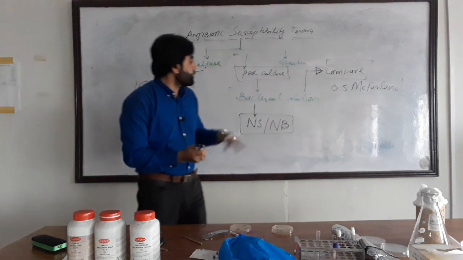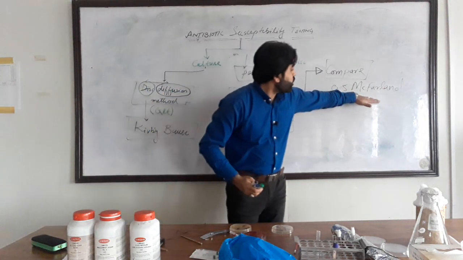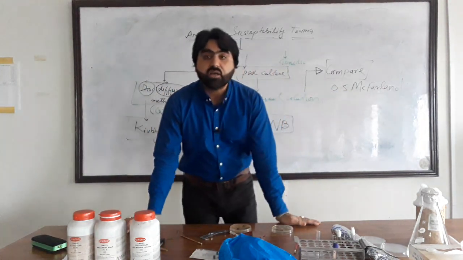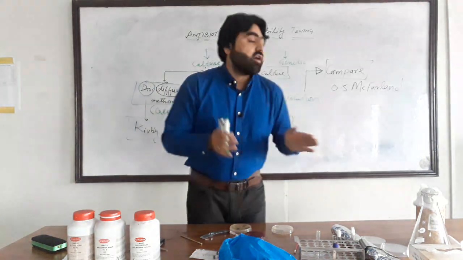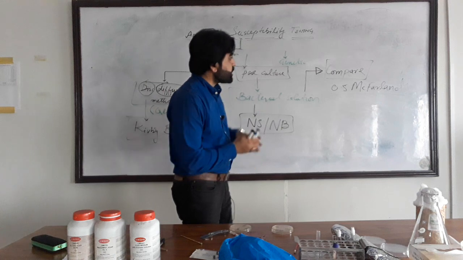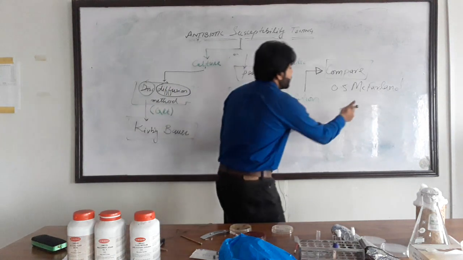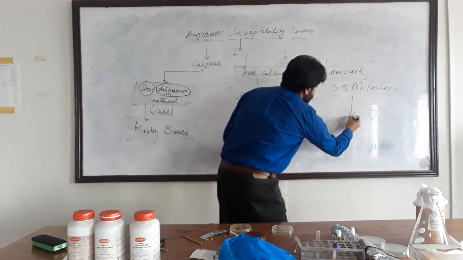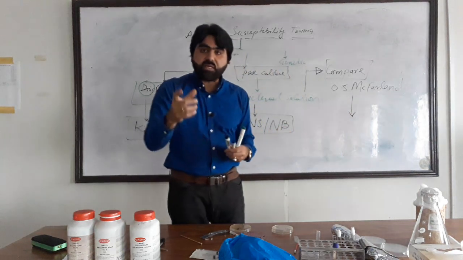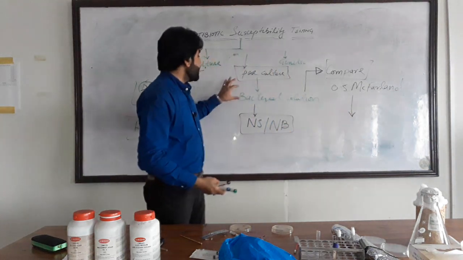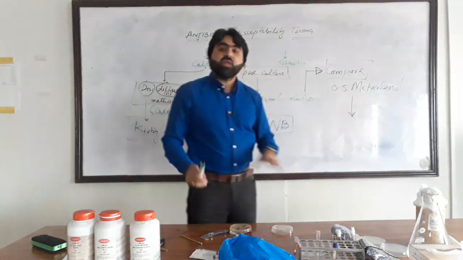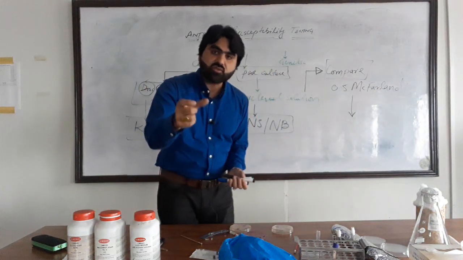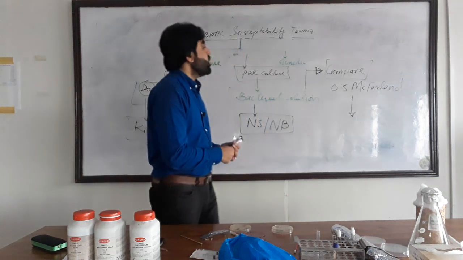So, we will compare this bacterial suspension with 0.5 McFarland or turbidity standards. After equal turbidity of this bacterial suspension, we can use it for further steps. Or if you have a nephelometer, an instrument which calibrates the bacterial suspension at 0.5 McFarland standard, then you can use that instrument, which is known as a nephelometer.